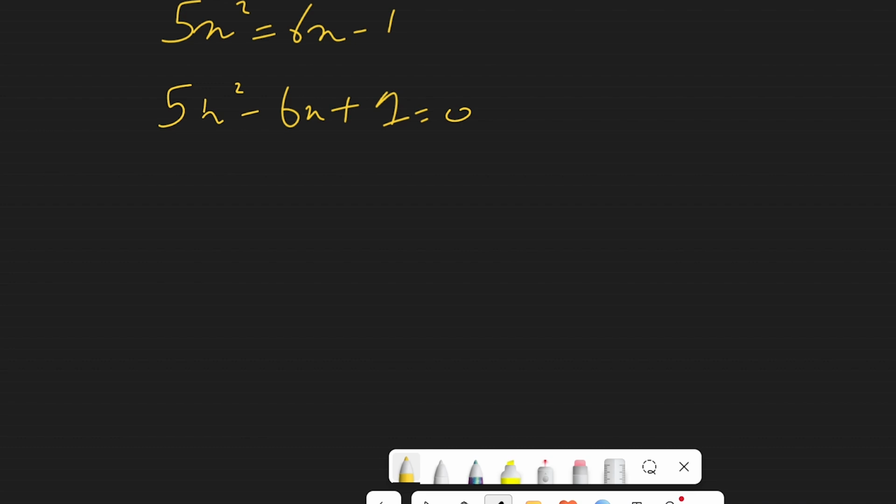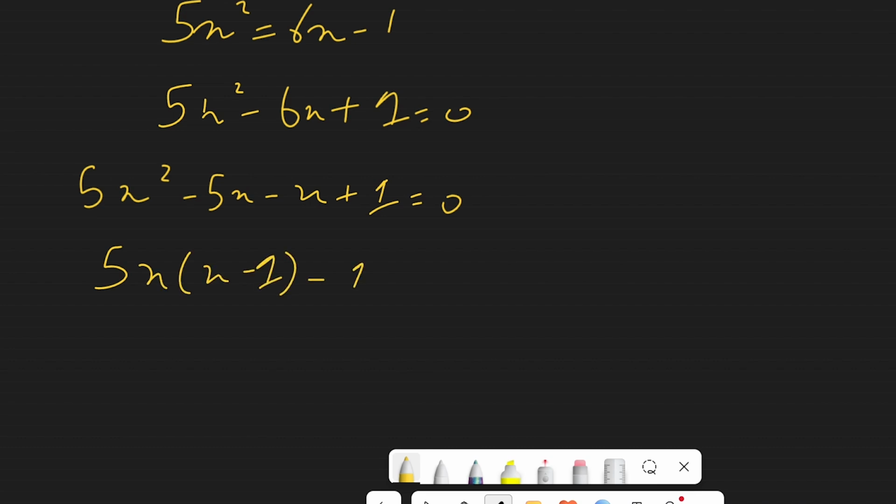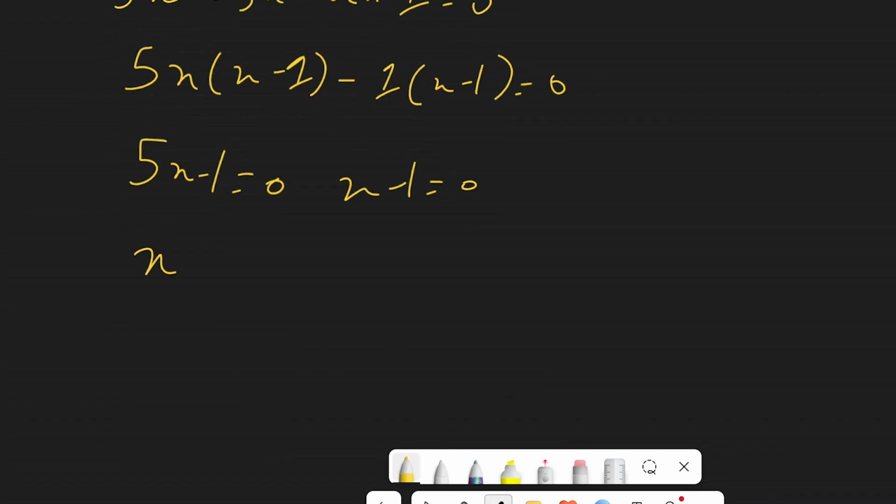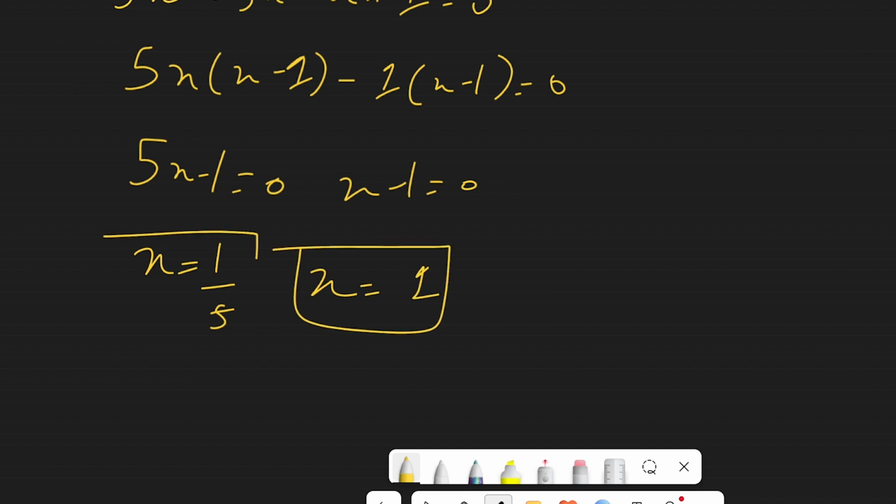So what we will do is 5x² − 5x − x + 1 = 0. That gives 5x(x − 1) − 1(x − 1). You can do it on your calculators as well. So 5x − 1 = 0 and x − 1 = 0, and x would be equal to 1/5, and here x would be equal to 1. So these are the two values of x.